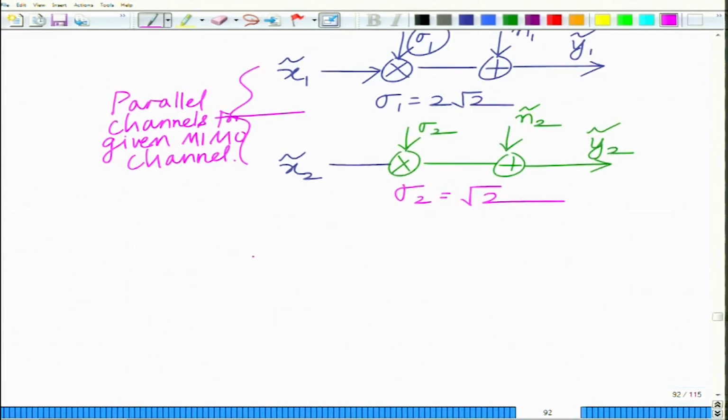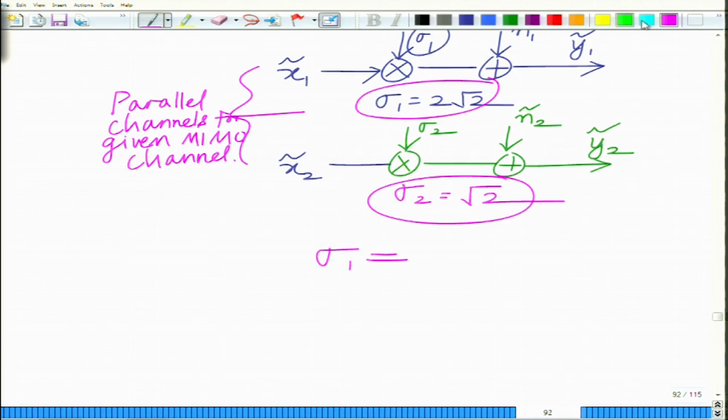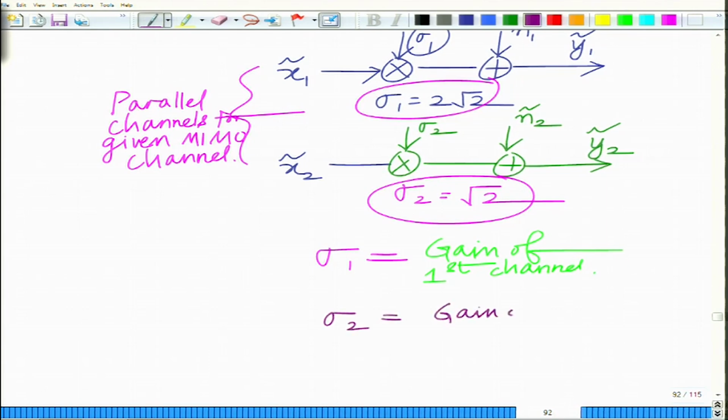Okay, fantastic. So, these are the two parallel channels. The gain of the first channel is sigma 1 equal to 2 root 2. So, sigma 1 equals the gain of the first sub channel, and sigma 2 is the gain of the second channel.